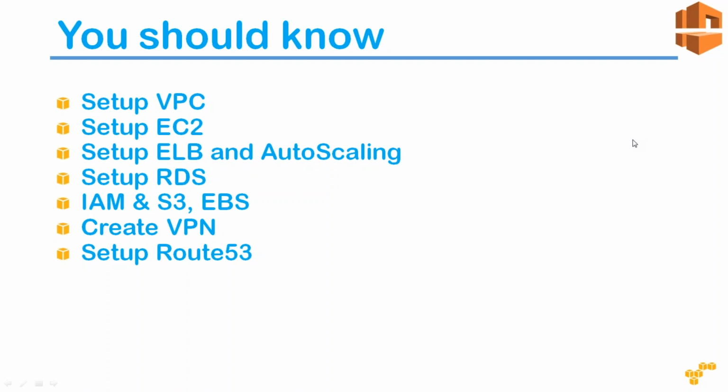And here we expect that you already know most of the AWS services which we use. So you should know setting up VPC, setting up EC2 instances, setting up ELB and auto scaling, setting up RDS, IAM, S3, EBS, creating VPC and setting up Route 53. Like this, most of the commonly used services you should be able to understand. Then only you will be able to follow this session.